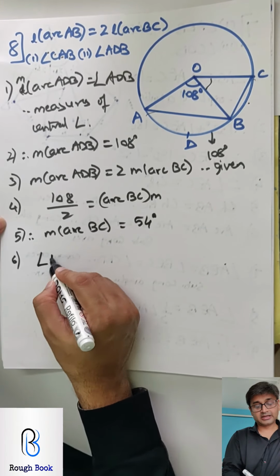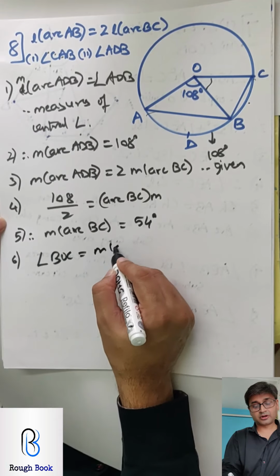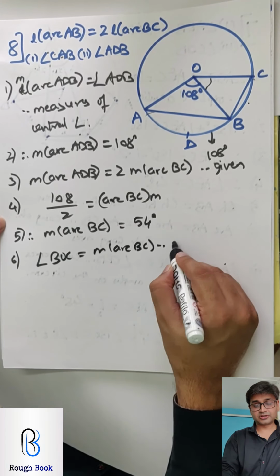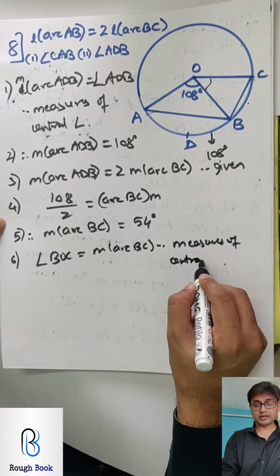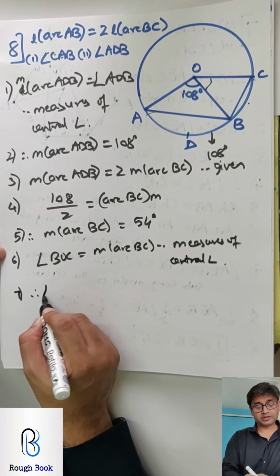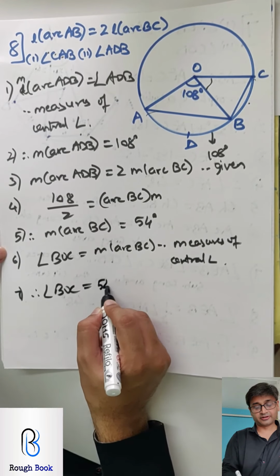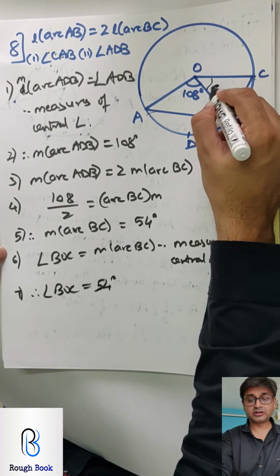And then angle BOC will be measure of arc BC. Again, measure of central angle, and therefore we get BOC as 54. At least we got this one.